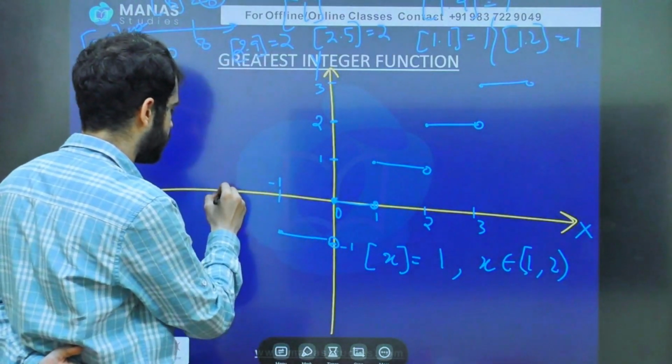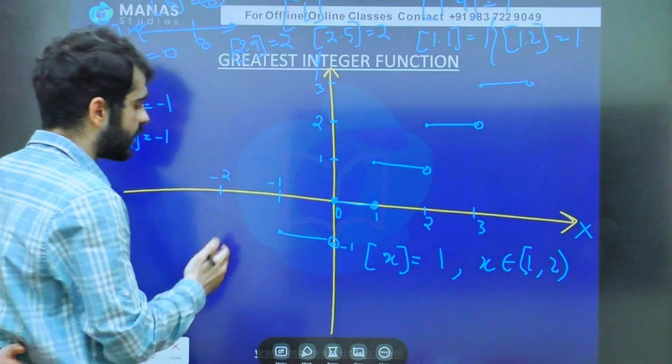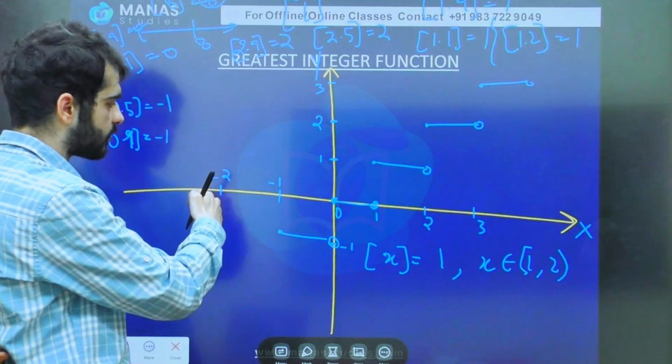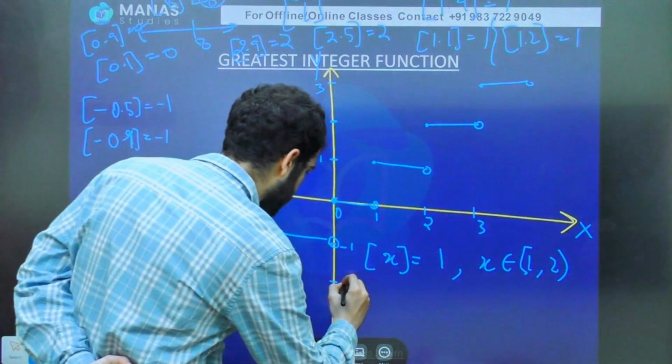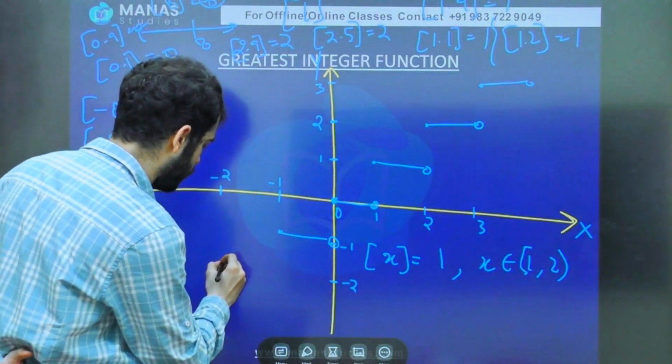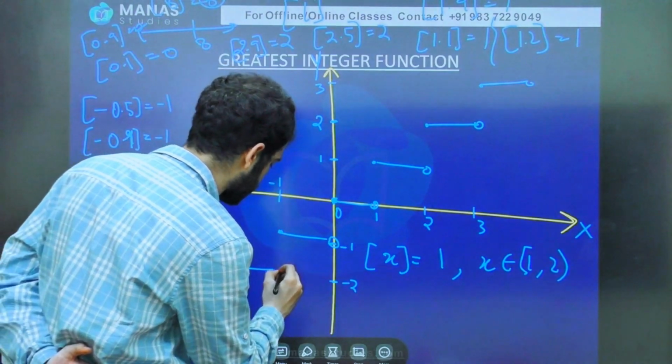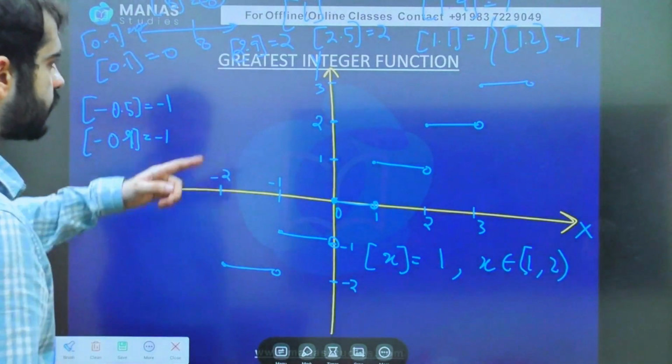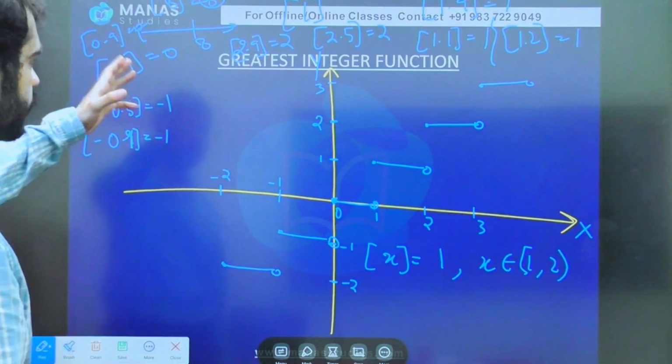Now let's look at the interval between minus 2 and minus 1. If I input minus 2.5, I'm going to get minus 2. For all the values between this interval, I'm going to get minus 2. So the graph would look like this in this case. So these lines, that is the step function, is the graph of greatest integer function.